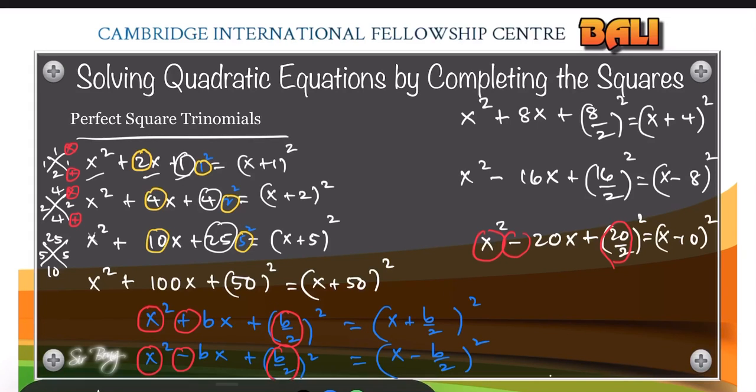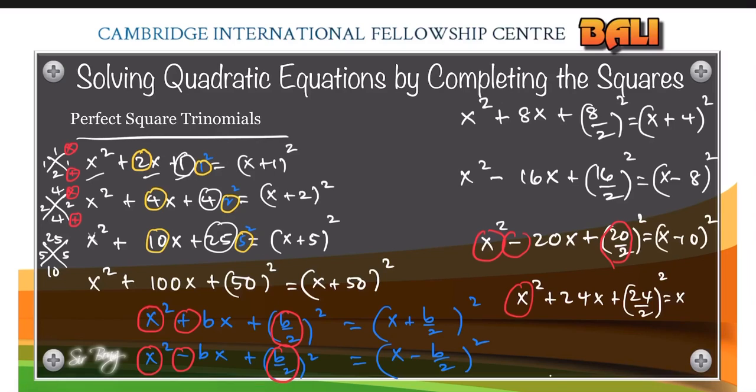Last example, x squared plus 24x, plus the third term, which is 24 divided by 2, and then you square it. So this is x, we only need these three items, x plus, and then the value of this, and if that can still be simplified, you simplify. So this is x plus 12 squared.